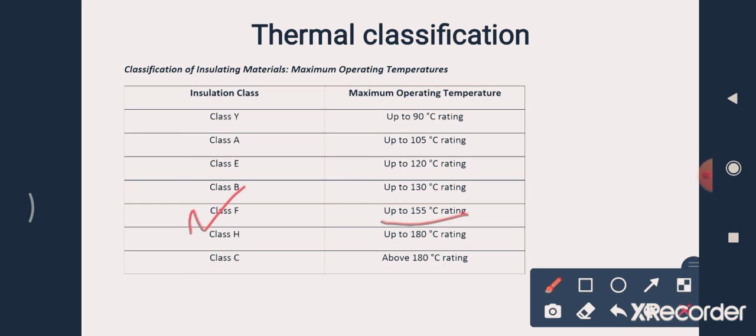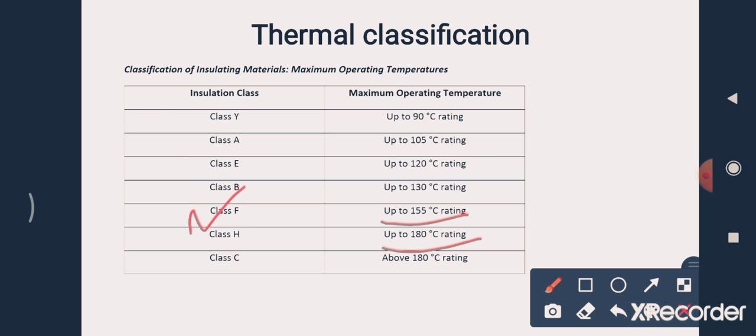Next insulating material is Class H. Class H insulation consists of materials such as silicon elastomer and combinations of materials such as mica, glass fiber, asbestos with bonding, impregnating or coating substance. Class H insulating material is used up to 180 degrees Celsius.